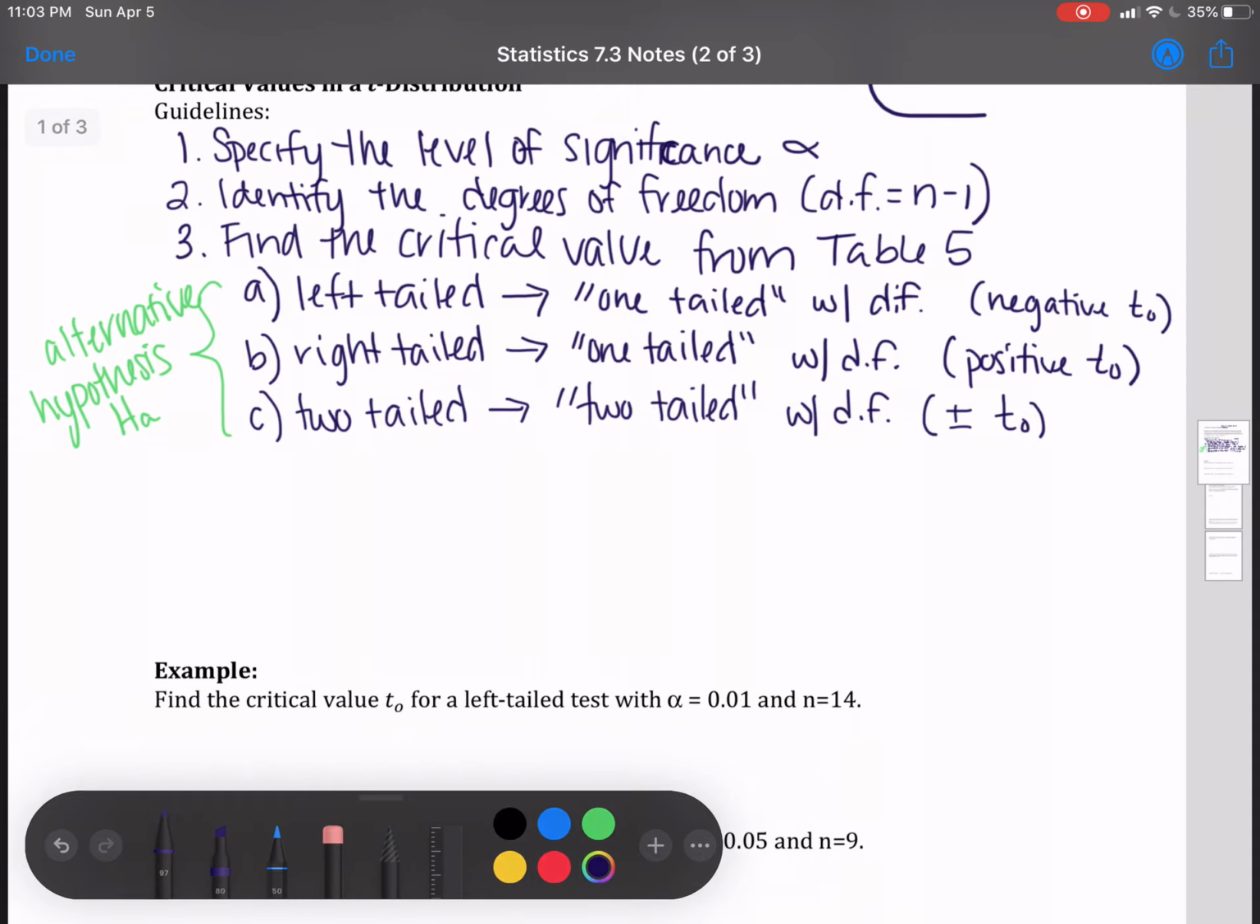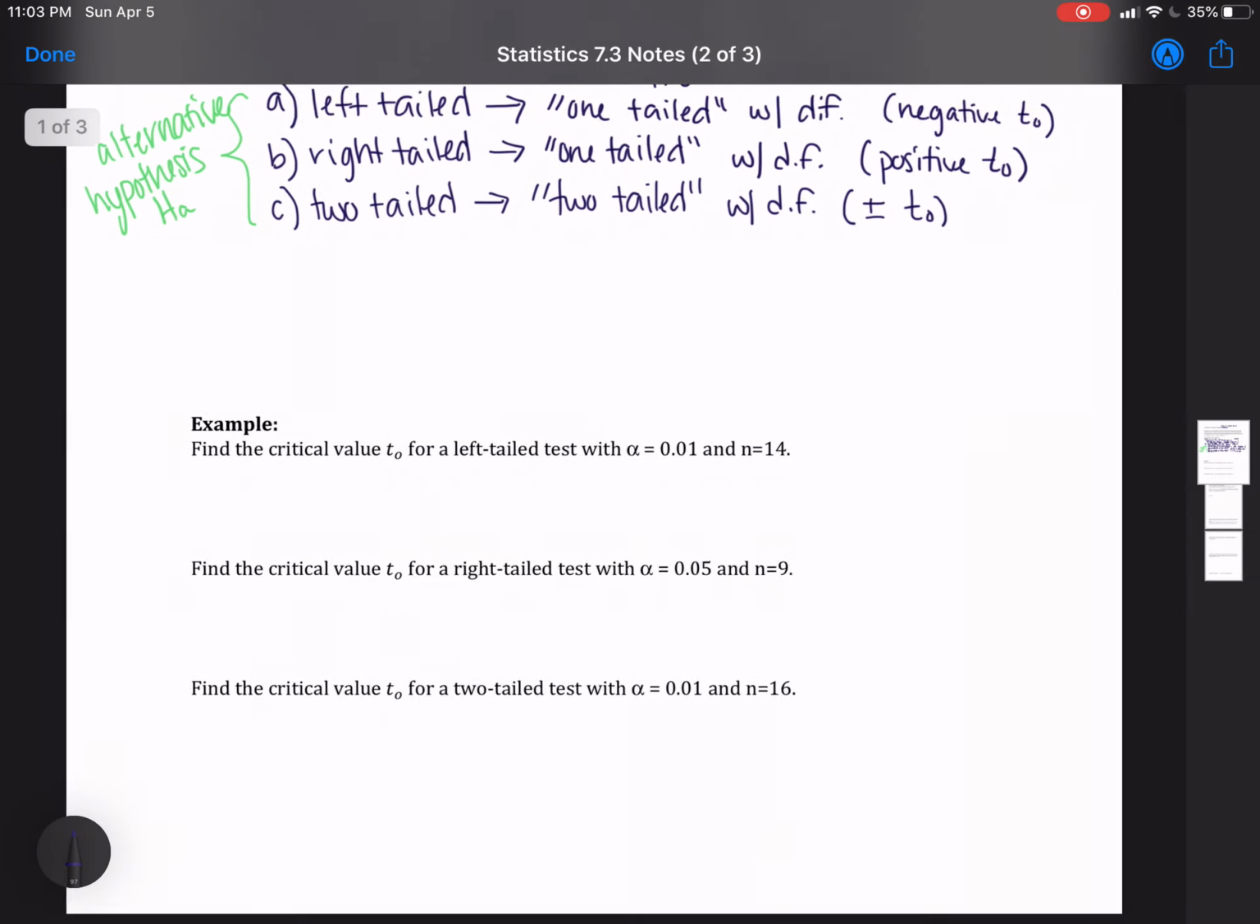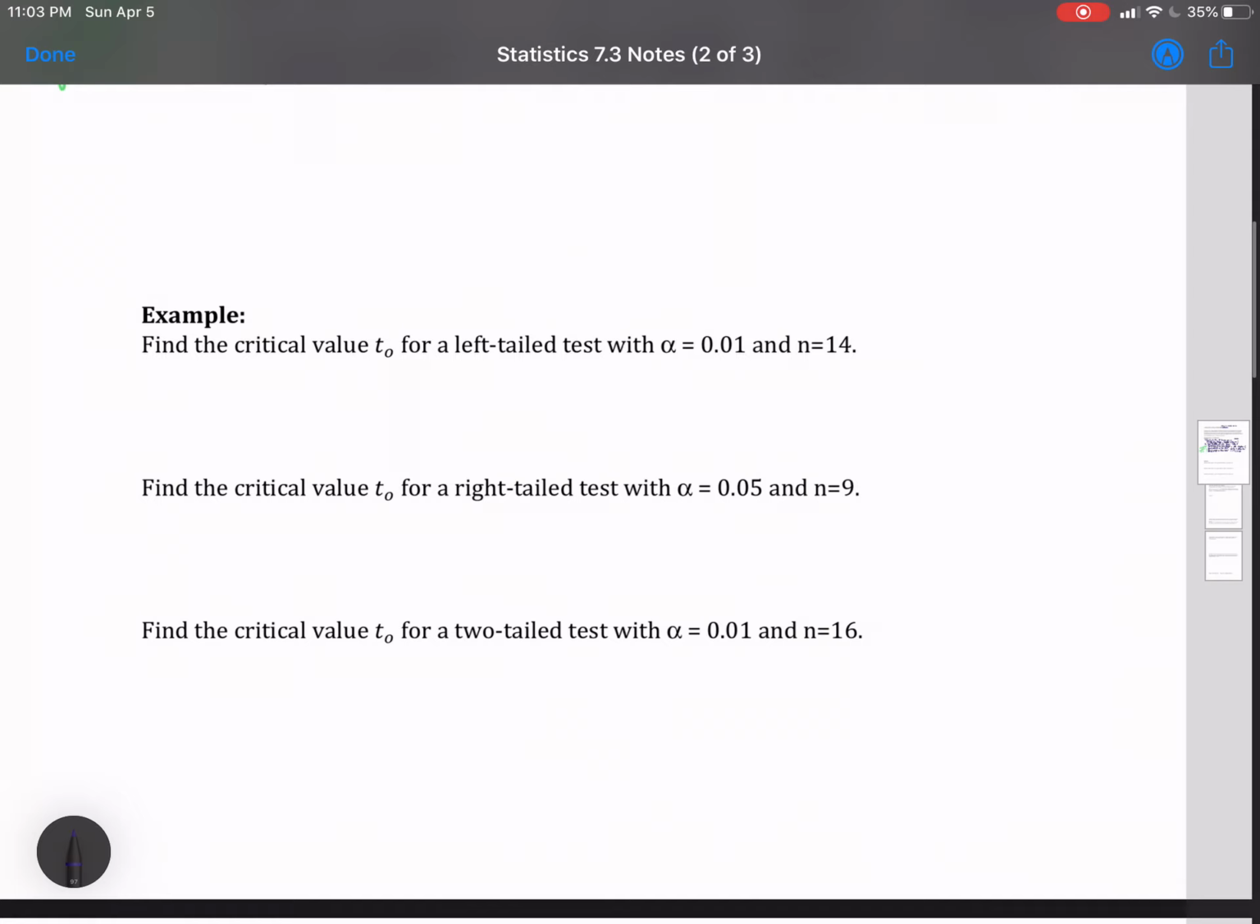All right, so if we want to find these, so find the critical value t sub 0 for a left-tailed test with alpha equaling 0.01 and n equaling 14. So from n equaling 14, we know our degrees of freedom equals 13. And since it's left-tailed, that means it's going to be one-tailed. So our critical value, since it's on the left, is going to be negative.